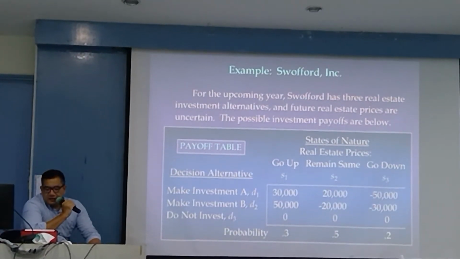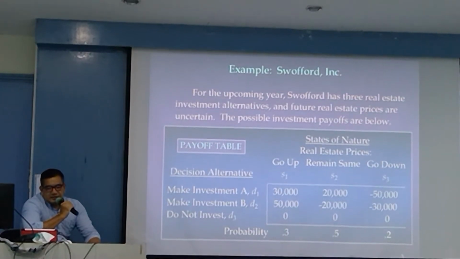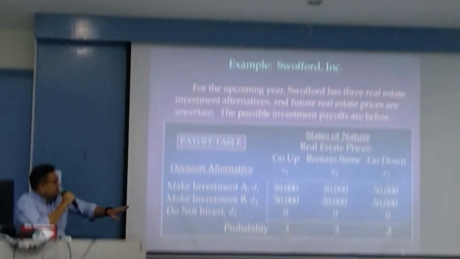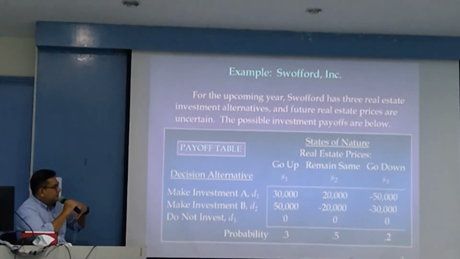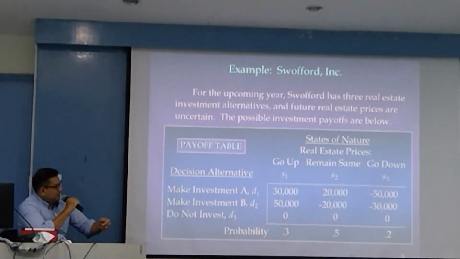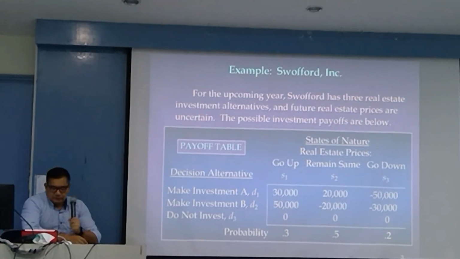We have a company. The company has three real estate investment alternatives: make investment A, make investment B, and not invest at all.